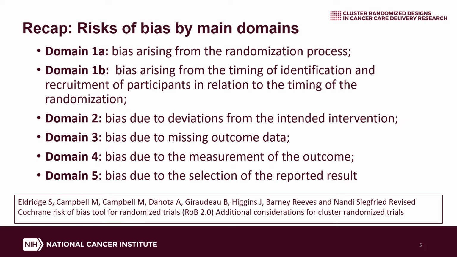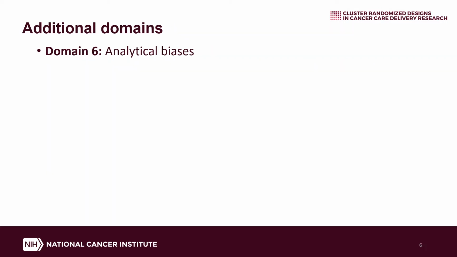So as a recap, these are the risks of bias as outlined by the Cochrane risk of bias tool for parallel cluster randomized designs, and remembering that there are 5 domains. And we've looked at some of these domains already, particularly thinking about how they might increase the risk of bias in parallel cluster designs. And then we also looked at this additional domain that we have termed domain 6. And domain 6 is thinking about analytical biases.